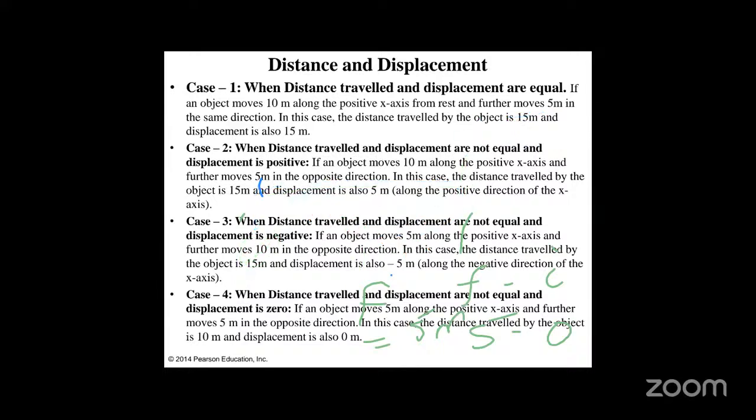So note that distance and displacement are not equal, and displacement is negative. In this case, an object moves 5 meters along the positive x-axis, so it moved 5 meters initially, and then made a U-turn and moved 10 meters.